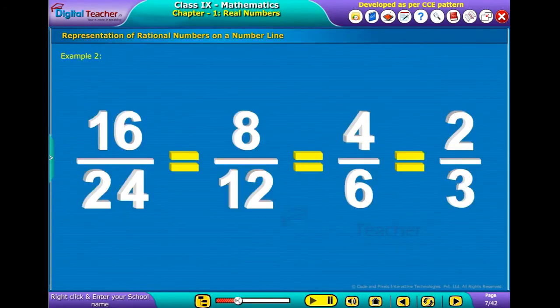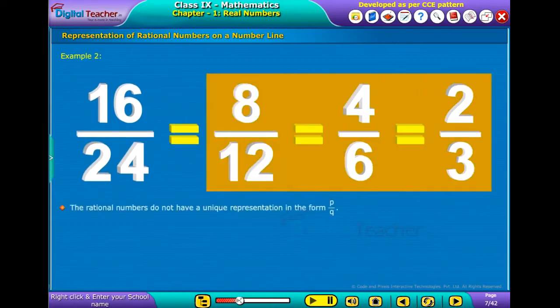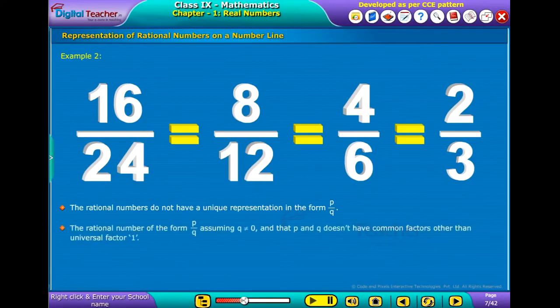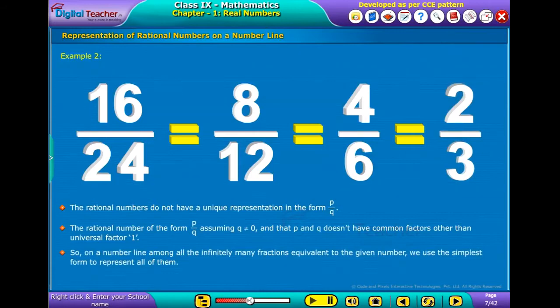Thus, from examples 1 and 2, we conclude that rational numbers do not have a unique representation in the form p/q. And also we observe that the rational number is of the form p/q, assuming q not equal to 0, and that p and q don't have common factors other than the universal factor 1. So, on a number line, among all the infinitely many fractions equivalent to the given number, we use the simplest form to represent all of them.